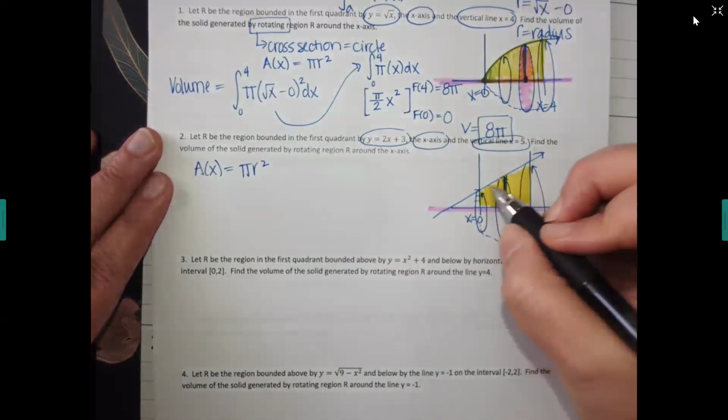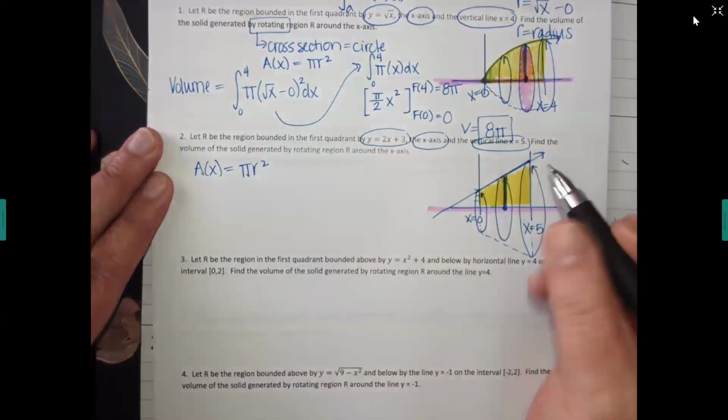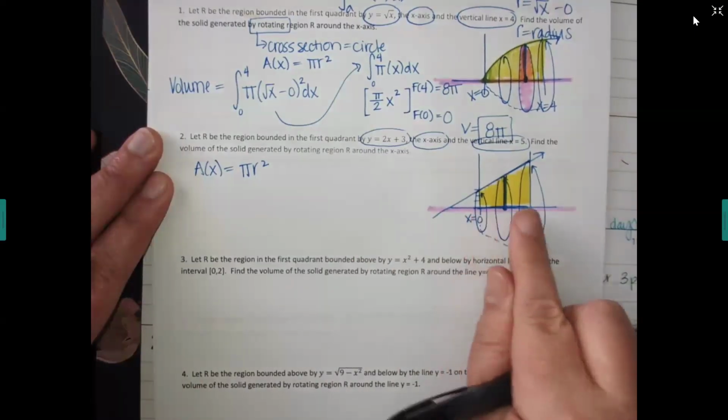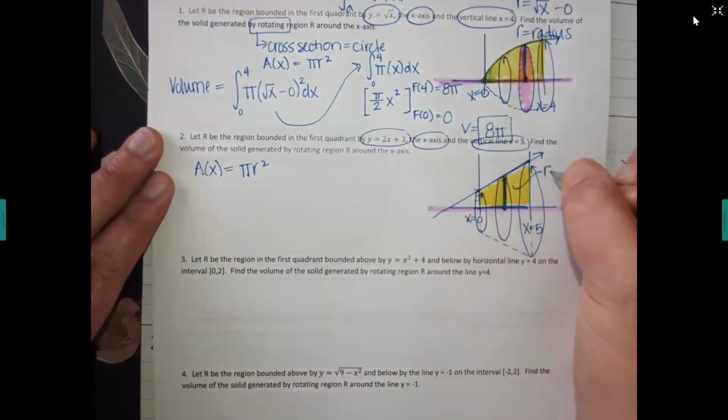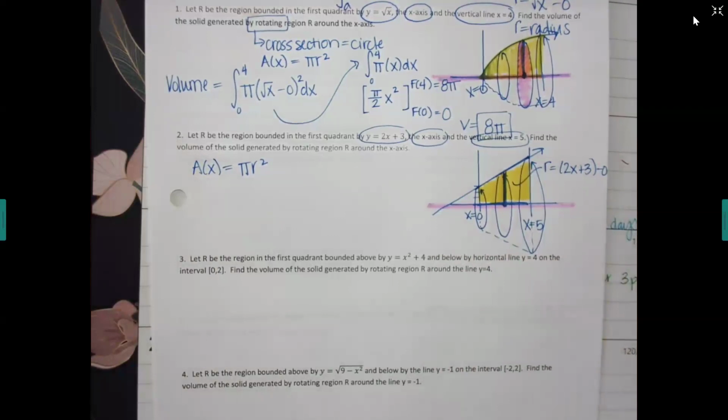So my top function is what? 2x plus 3. My bottom function is, nope, it's 0. So my r is going to be 2x plus 3 minus 0. Because the top edge of your radius is on the line, the bottom edge is on the x-axis.